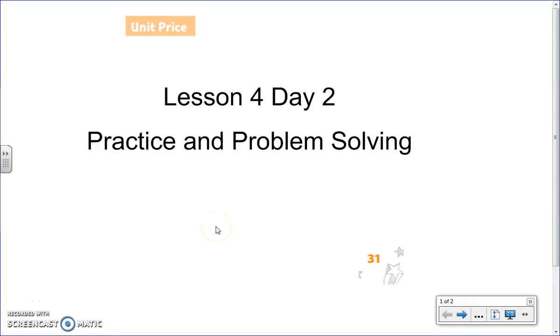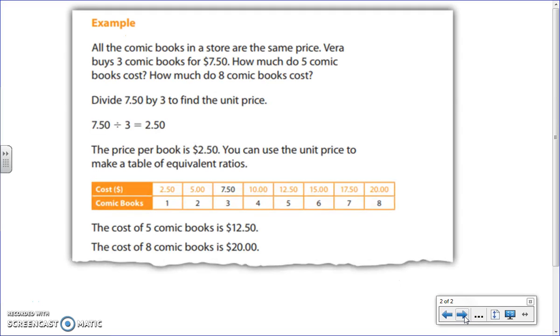Alright, this is Mr. Gillum, and today we're looking at an example from your Practice and Problem Solving book on page 31. The example says, all the comic books in a store are the same price. Vera buys 3 comic books for $7.50. How much do 5 comic books cost? How much do 8 comic books cost?